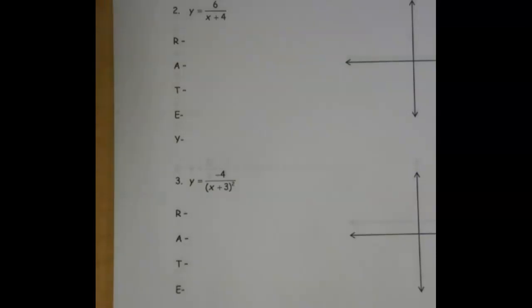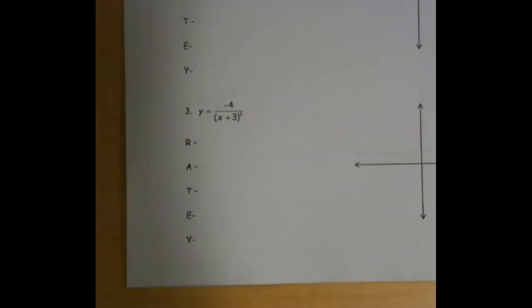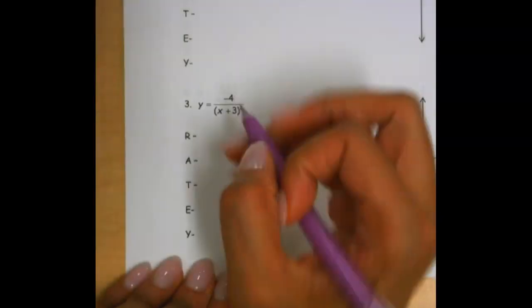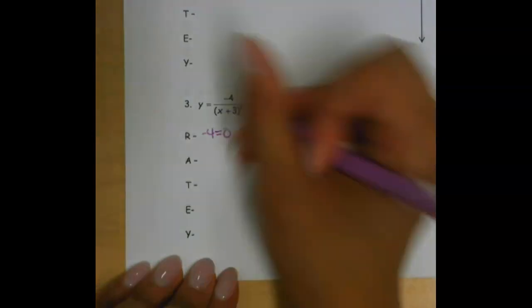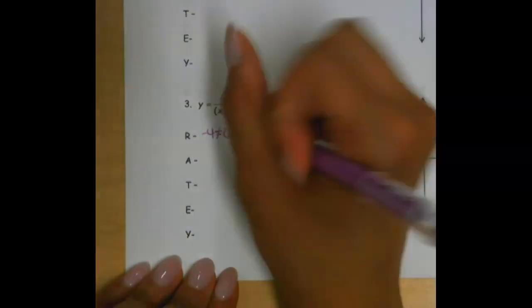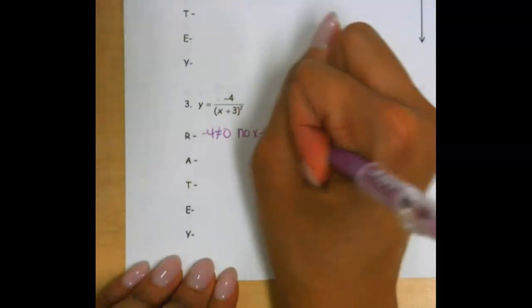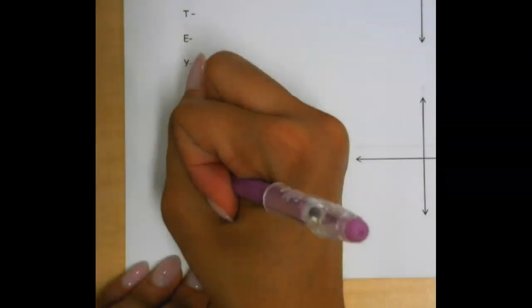All right, so for question 3, first thing I need to do is look for my roots. Lorraine, how do I identify my roots again? What do I need to look at? The numerator. In this numerator, do you have a variable? No. So even if you tried to set negative 4 equal to 0, can you solve that? So that means there's what? No roots. There's no x-intercepts, no roots, none, if you want to write that. How do I find the vertical asymptote, Lorraine?